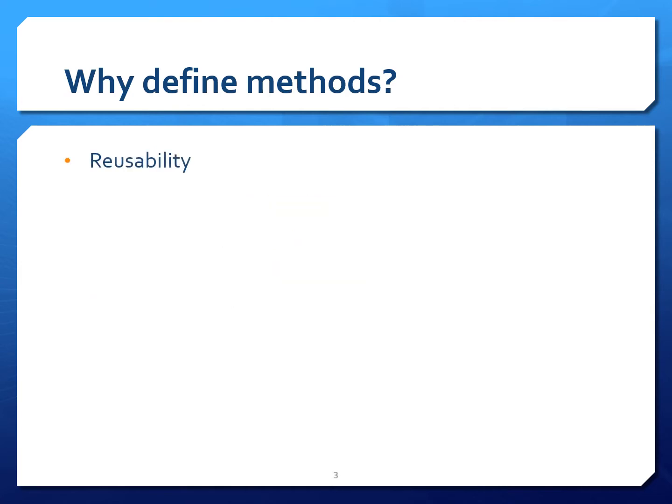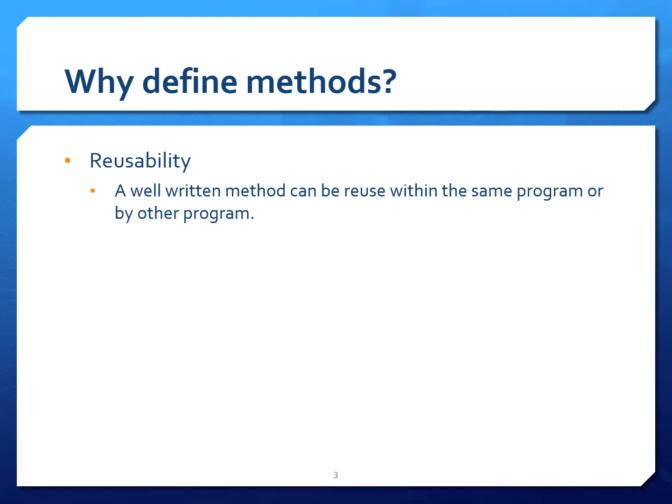The second reason to define methods is for reusability. A well-written method can be reused within the same program or by other programs.